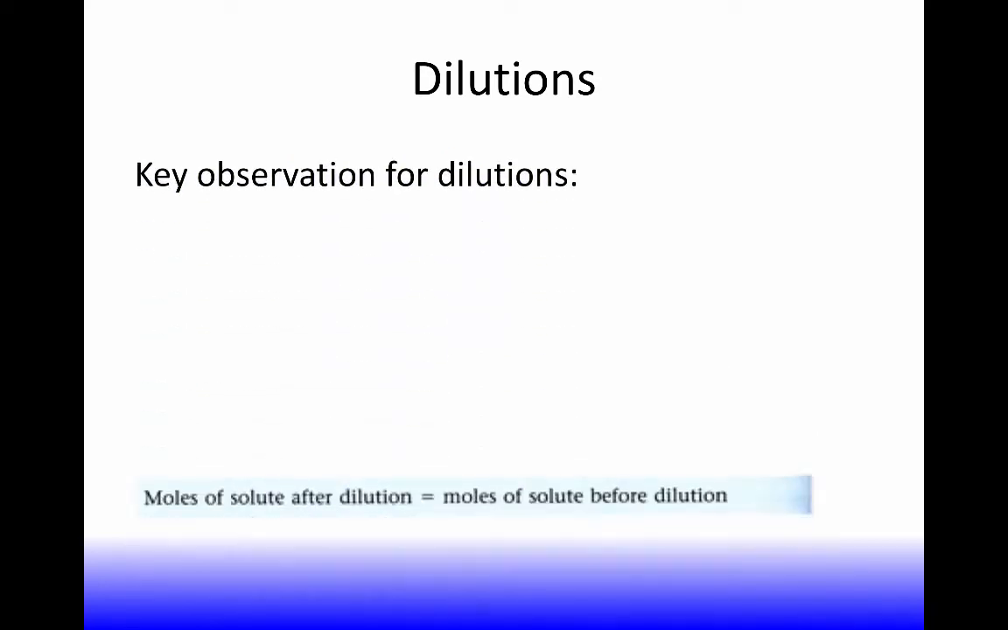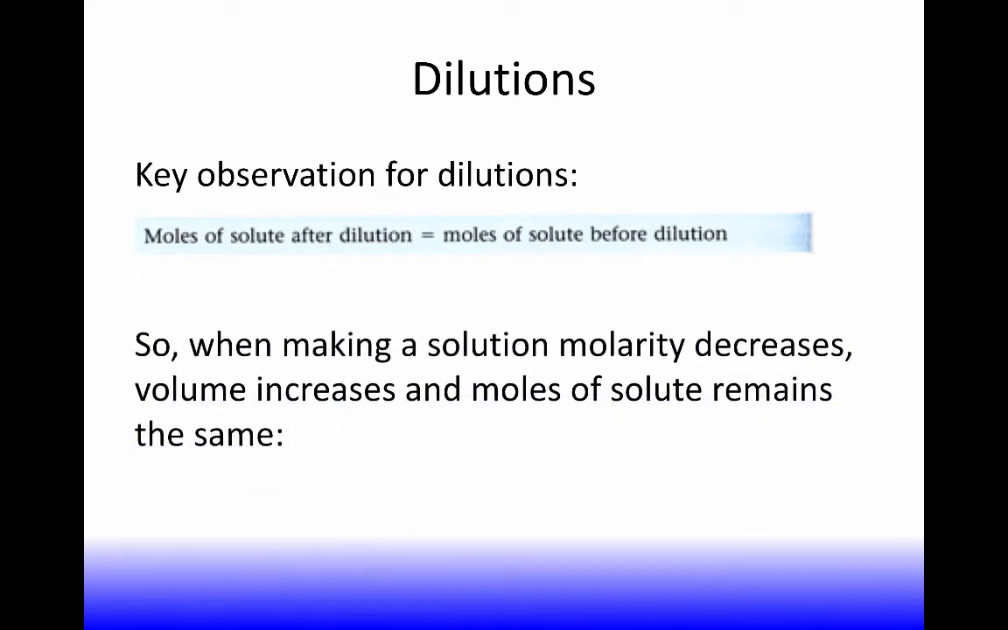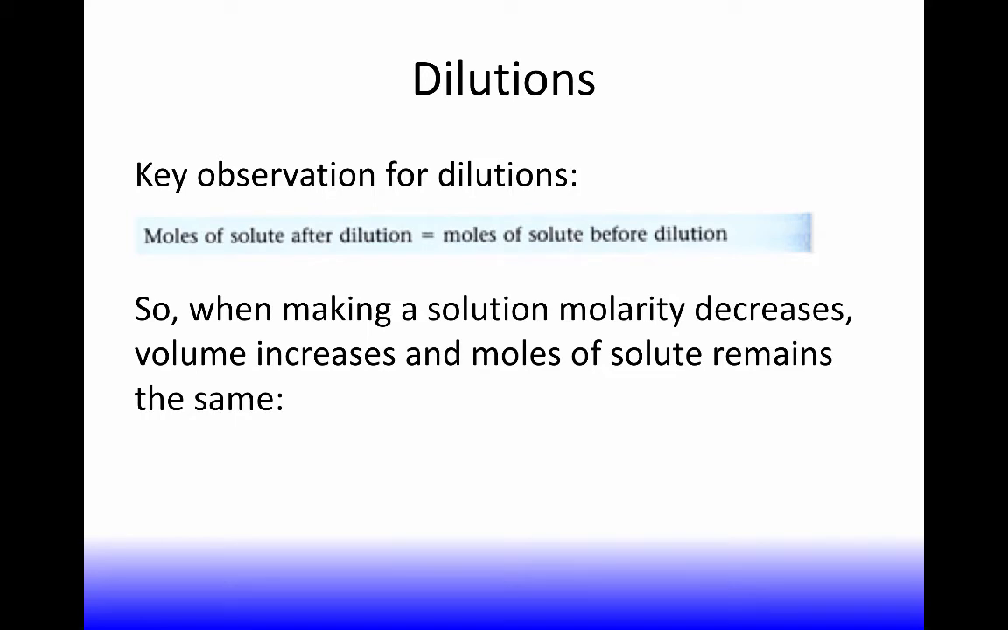Now, key observation for dilutions. As I said in the warm-up, moles of solute after dilution have to equal the moles of solute before dilution. Moles solute after equals moles solute before. So when we're making a solution, molarity decreases, volume increases, moles remain the same. So if you were to look at a very simple formula, the M equals n over L formula, the moles in the numerator of that formula remain the same. Volume increases, molarity decreases. Makes sense.